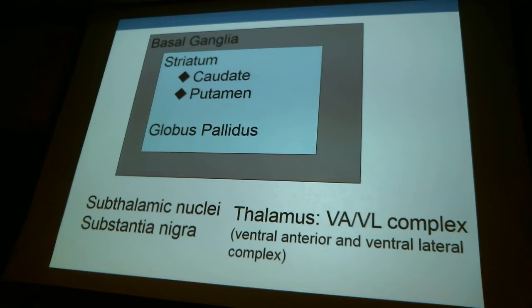These are just a few other players that we're going to talk about today that are not technically basal ganglia, but they interact with basal ganglia, and that's the subthalamic nuclei, the substantia nigra, and a particular component of the thalamus that we'll refer to as the VA-VL complex. Okay, so this is another chunk of the thalamus. So the thalamus is a really busy place, right? It's got sensory inputs coming in, and then it also has motor outputs going out, and it has these basal ganglia highways going through it. And the thalamus is really, really important in this system.